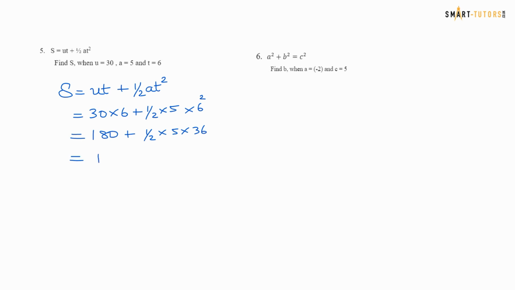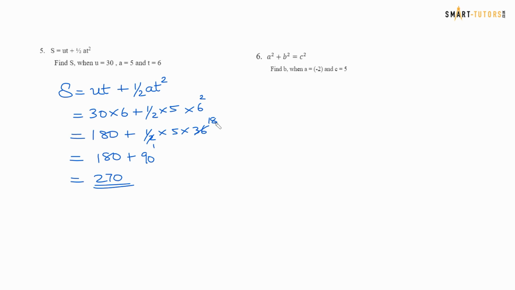So 180 plus this: half of 36 is 18. 18 times 5 is 90. So 90 plus 180 is 270.